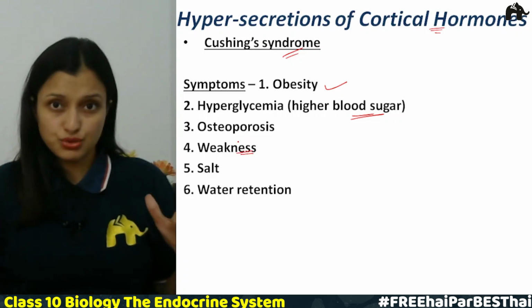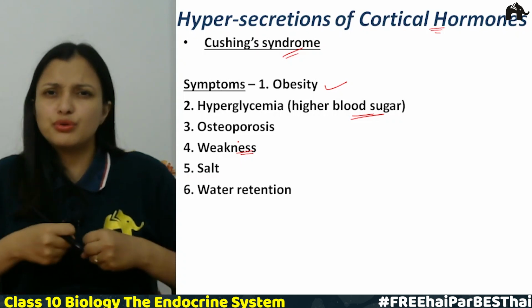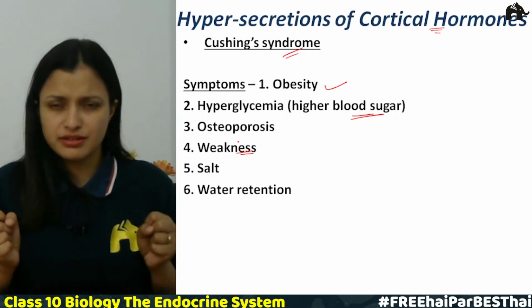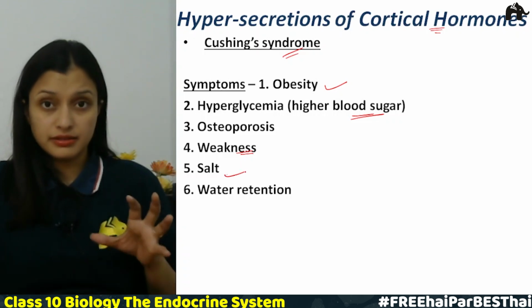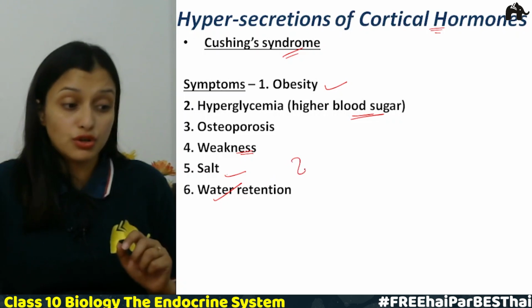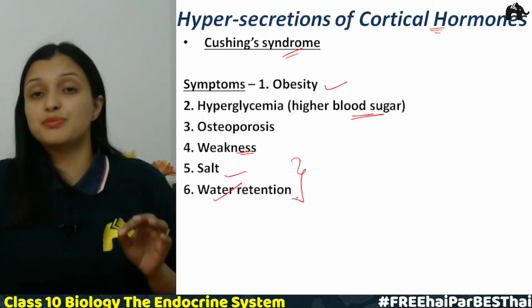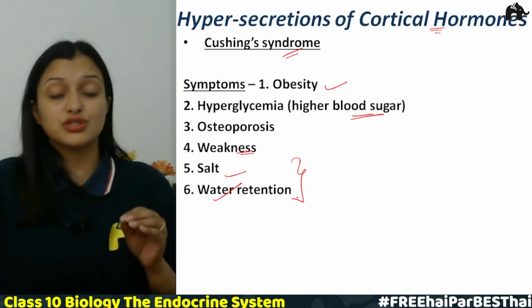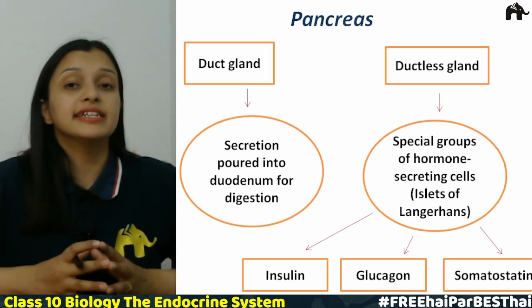More blood sugar doesn't mean that you have a lot of energy and can do anything 24/7, right? Then there will be salt retention and water retention in the body. Both of them are very dangerous symptoms, very dangerous things that happen in a body. The next endocrine gland is the pancreas.